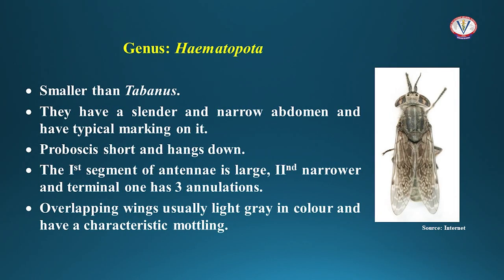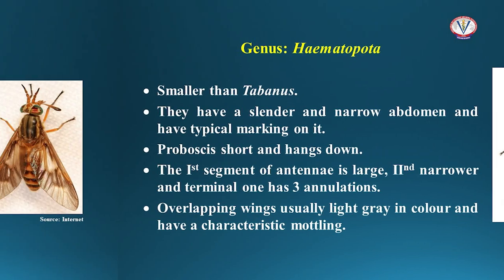Genus Hematopoda. They are smaller than Tabanus. They have a cylindrical, narrow abdomen with typical markings on it. The proboscis is short and hangs down. The first segment of the antenna is large. Second is narrower, and the terminal one has three annulations. Overlapping wings usually are light gray in color and have a characteristic mottling.